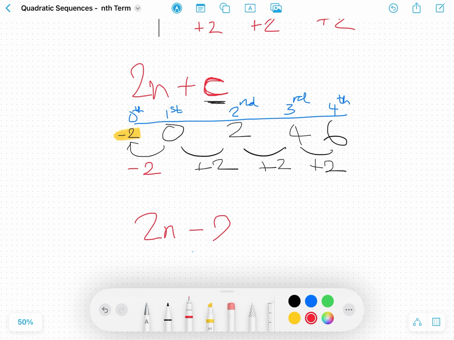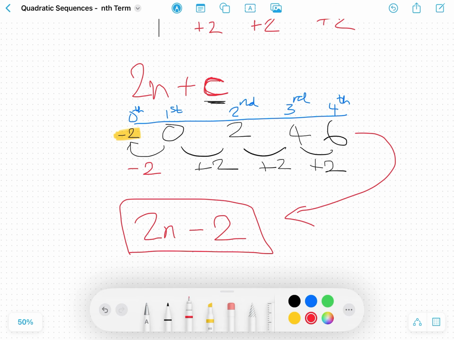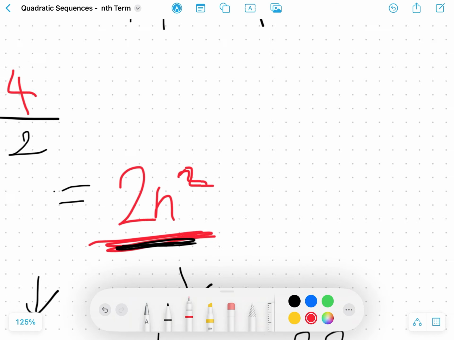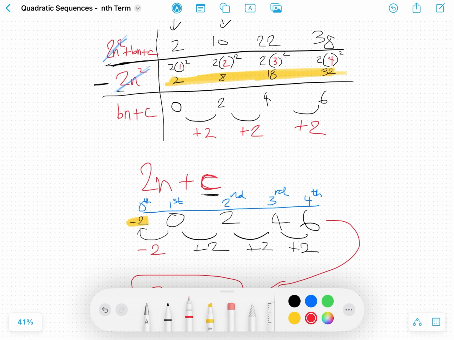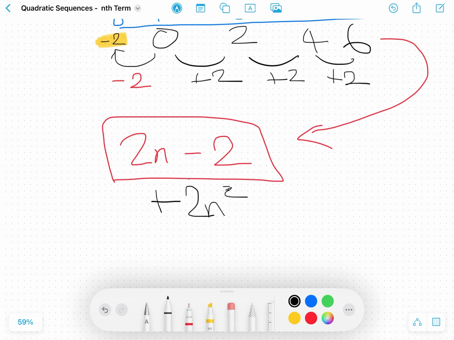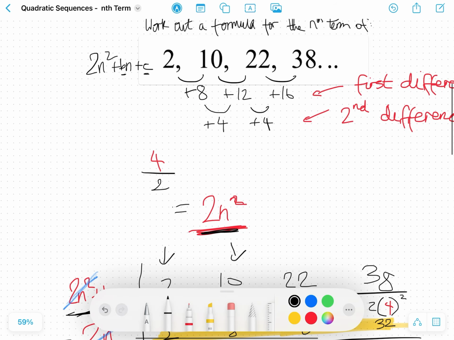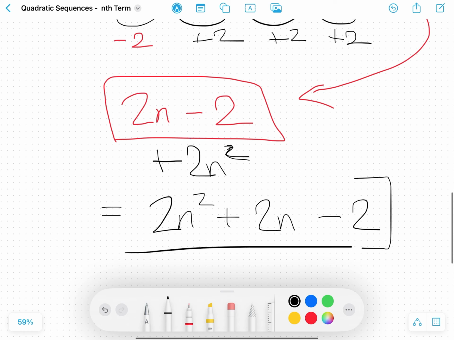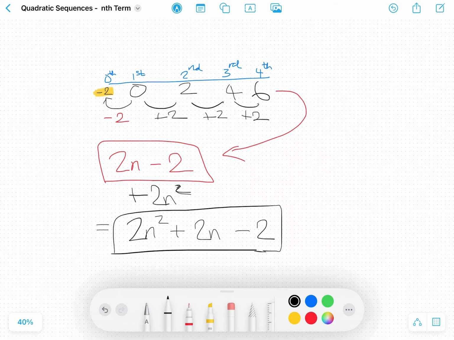So now we have 2n minus 2. That's the nth term of this sequence right here, 0, 2, 4, 6. And we have the initial coefficient of n squared, which is 2. So we can combine them and add the 2n squared that we obtained up here. Therefore, our final nth term is 2n squared plus 2n minus 2. That is the final answer.